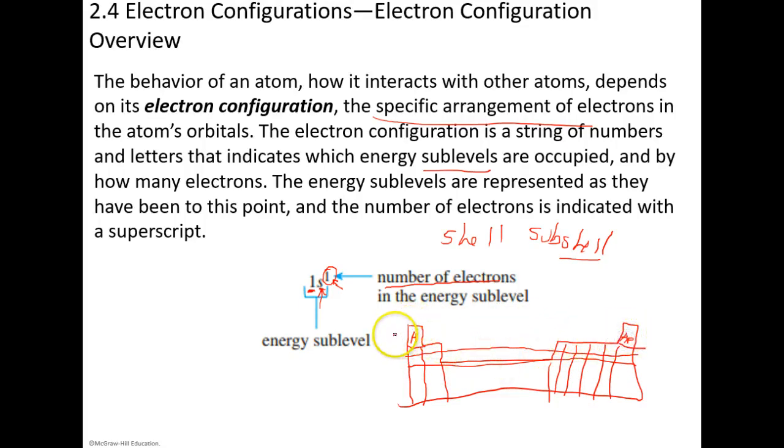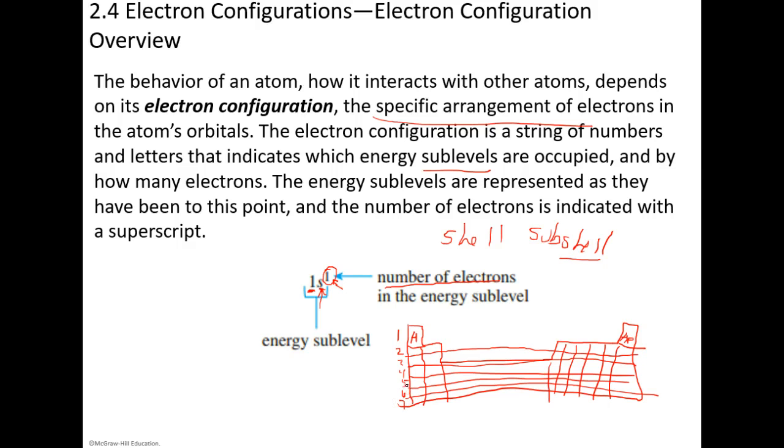Okay. Now I'm going to show you on the periodic table how this works. Okay. 1, 2, 3, 4, 5, 6. And there's another one right there. So if you count how many periods there are, 1, 2, 3, 4, 5, 6, 7. There are 7 periods on the periodic table.